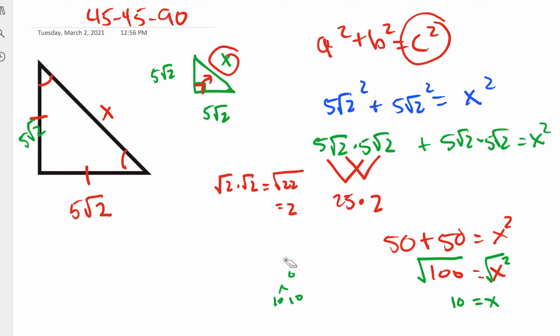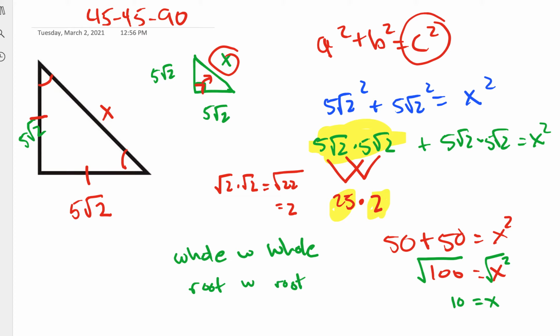But the main idea that people tend to make a mistake on is they don't know how to square a square root. We multiply a whole number with whole number, square root with square root. Sometimes when you repeat a square root twice, the square root disappears. So whole number with whole, and the roots with the roots whenever we're multiplying.